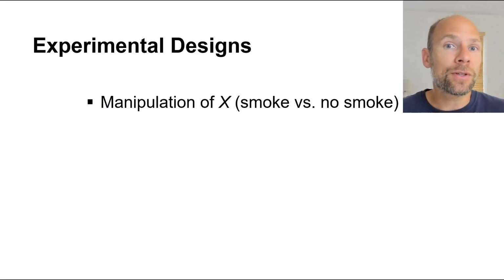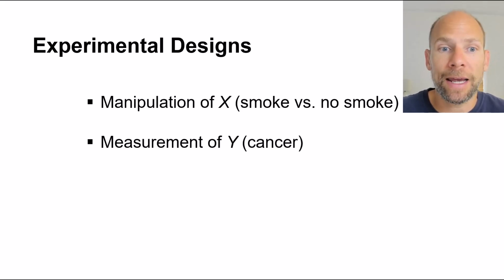But that would be, so to say, first of all, an important step: ideally we would manipulate the independent variable x, the variable that we think might be a cause of our variable y. And then subsequently, we would measure our outcome variable or dependent variable y, in this case whether people develop lung cancer or not.